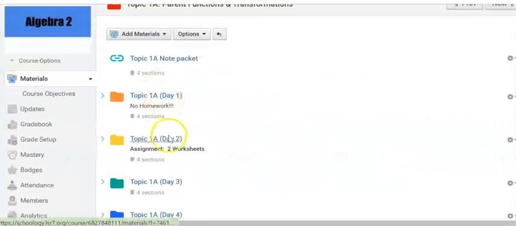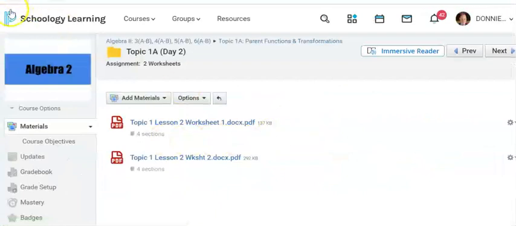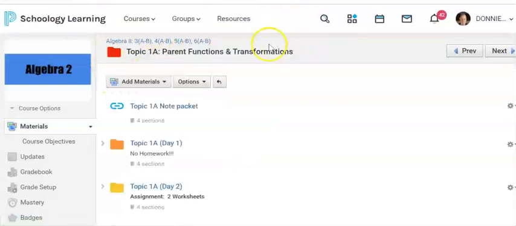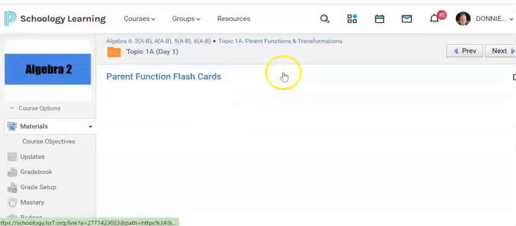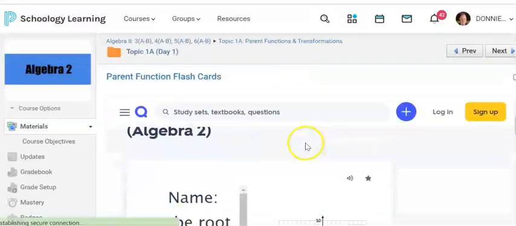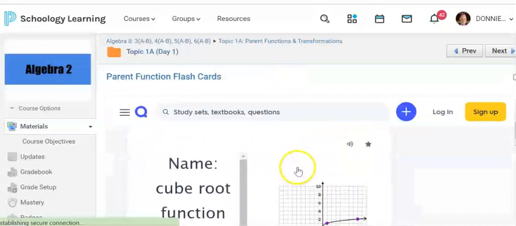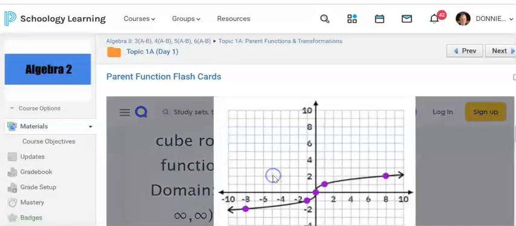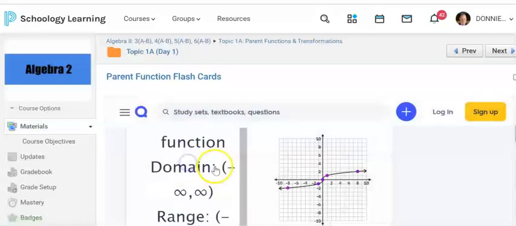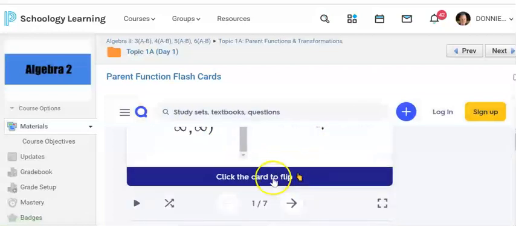And you go into day 1, there's that flashcards. So there's a cube root, correct? Click on that. Use the graph, whatever you want. It's got a card there. Click the card to flip.